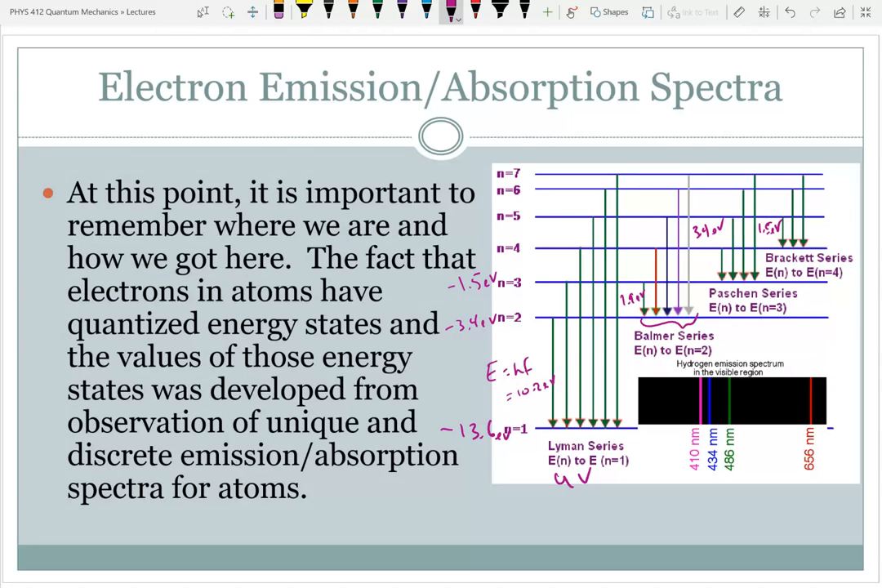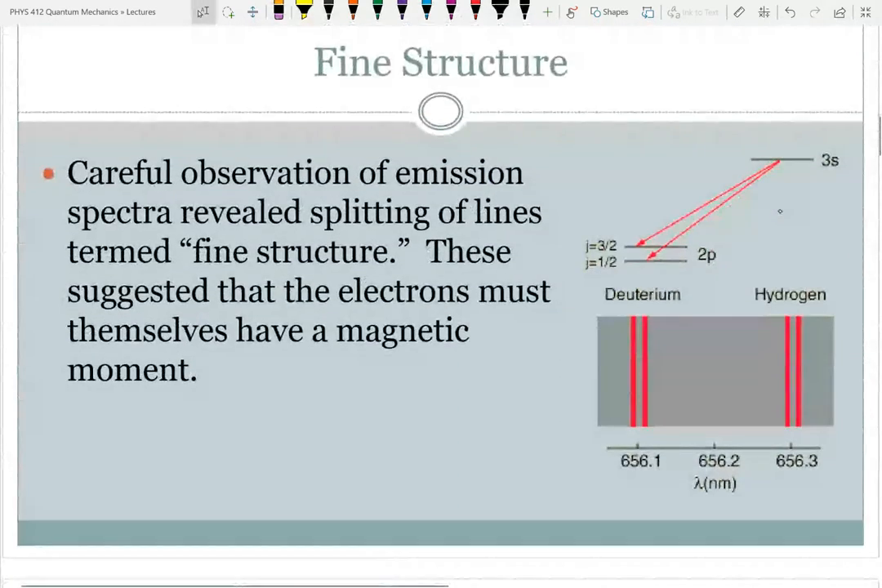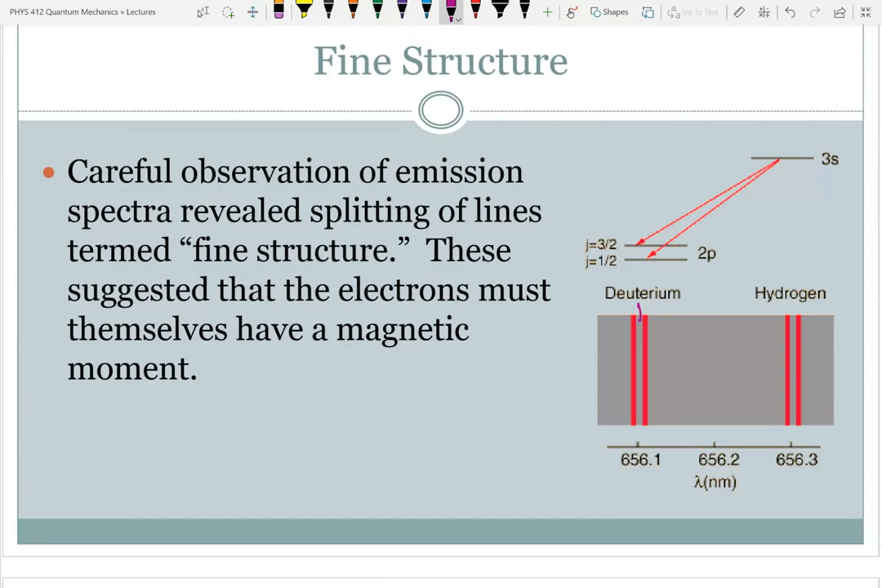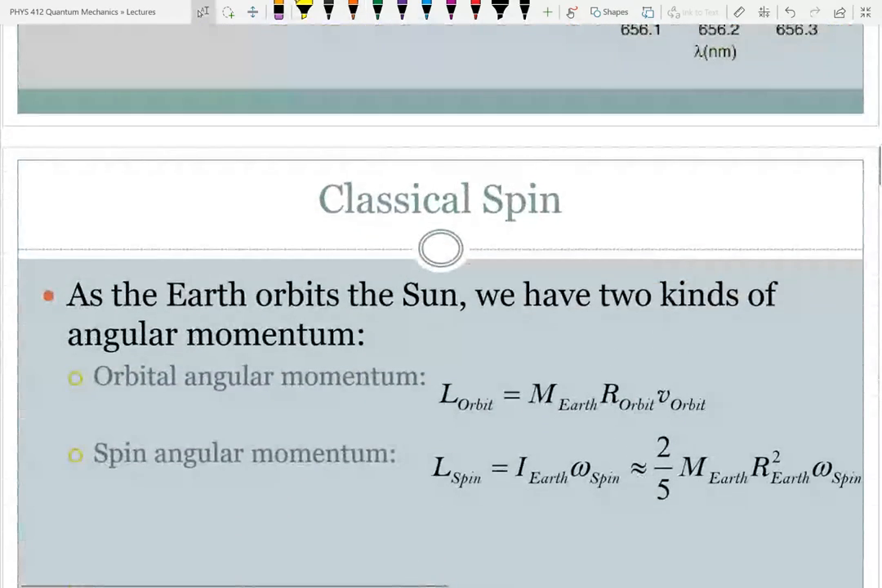All fine and good until you look at it more carefully. When you look at it more carefully, you see that what should be one discrete line is actually 2. And so this is called the fine structure. The fine structure is this splitting of one line into 2. So how do we explain this fine structure? Scientists thought about that for a minute. This picture here is actually showing how we explain it, but we haven't gotten to that yet.